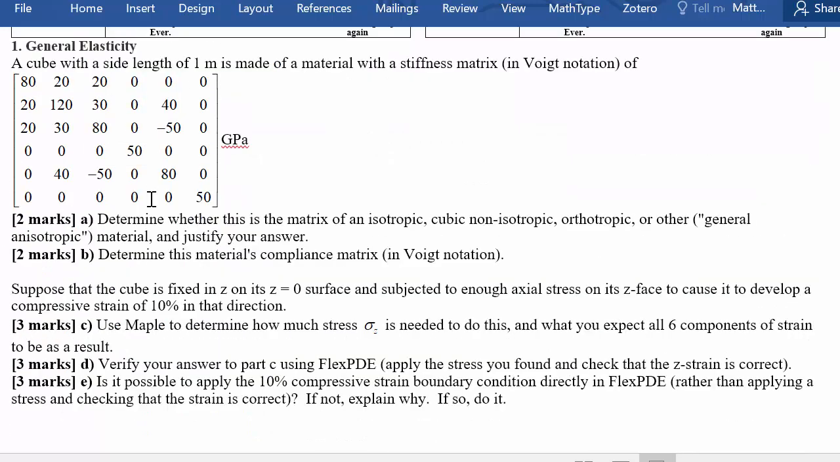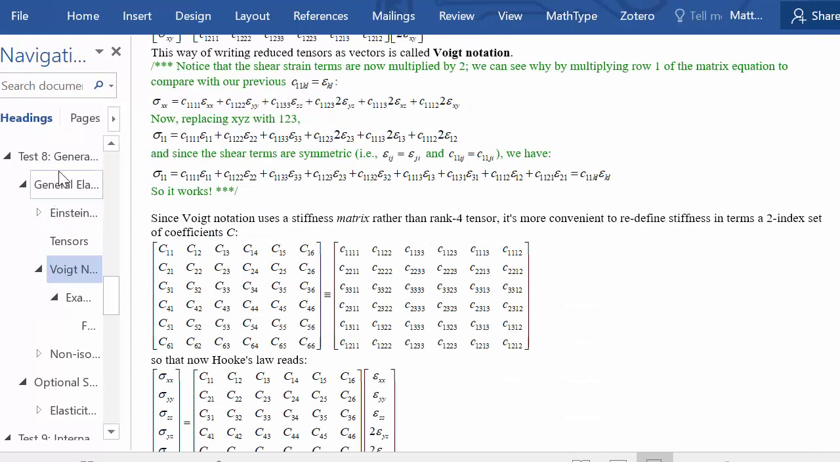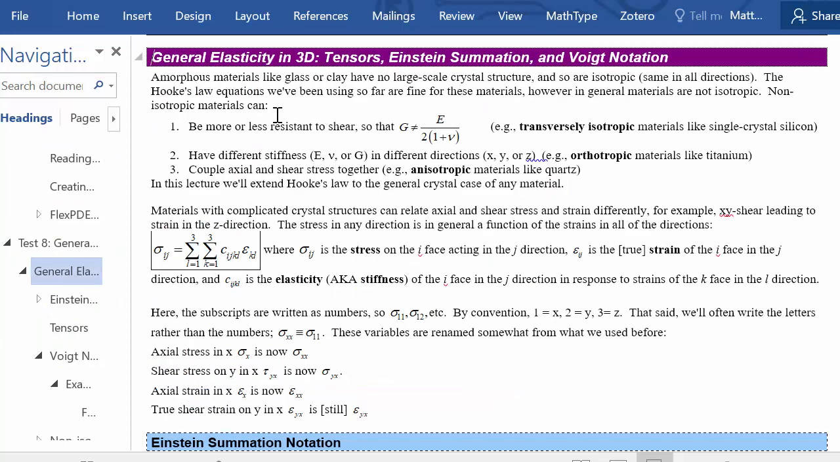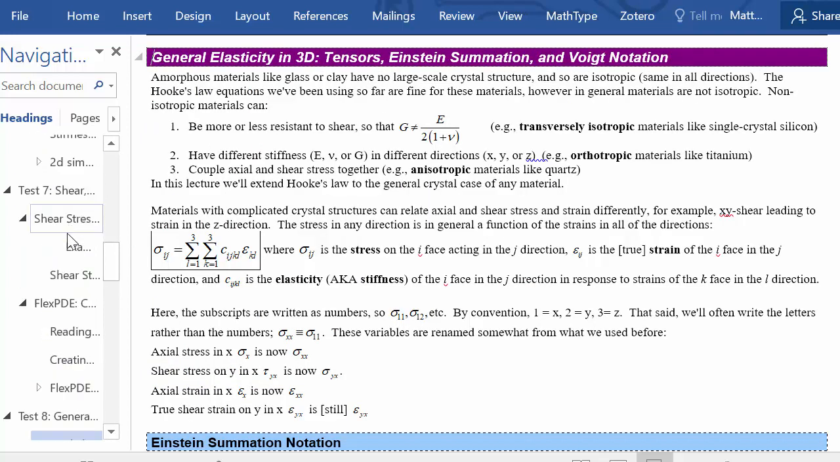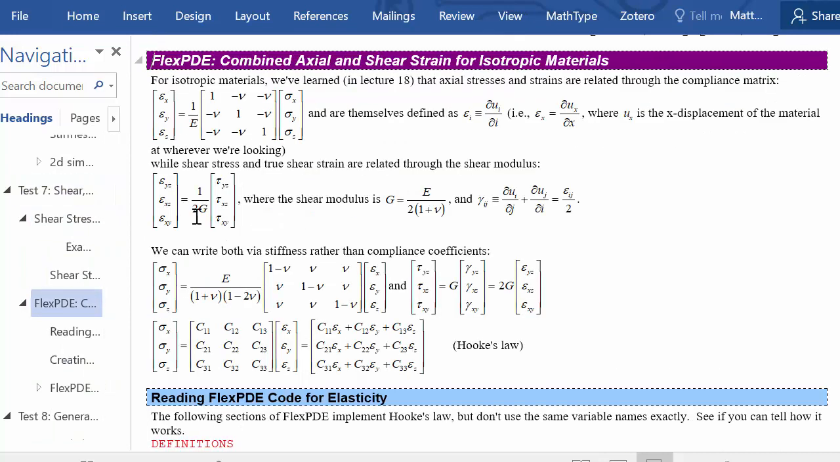Okay, so this is on general elasticity, which is continuing on in the lecture notes past the flex PDE and shear stress and strain. Now we're looking at more complicated materials that can do more than just coupling the axial stress to the axial strain and the shear stress to the shear strain.